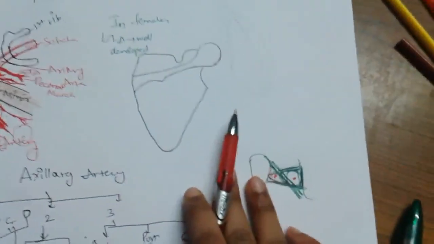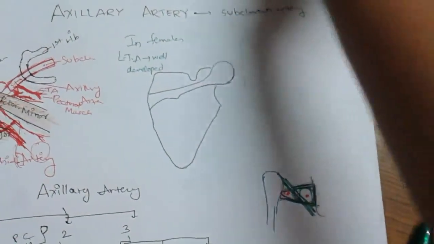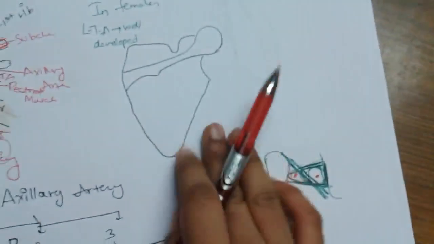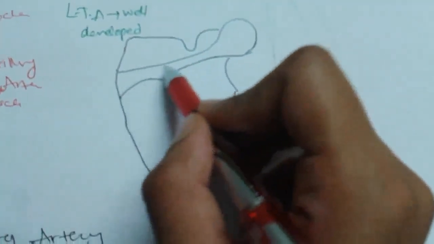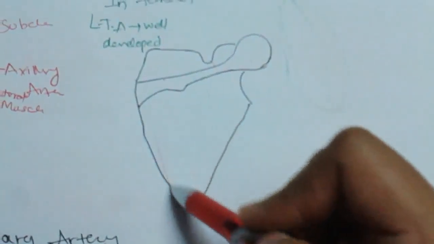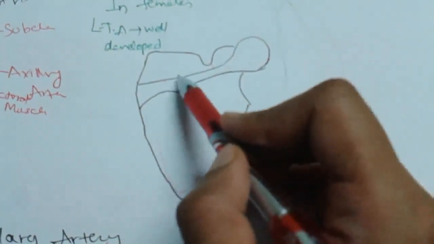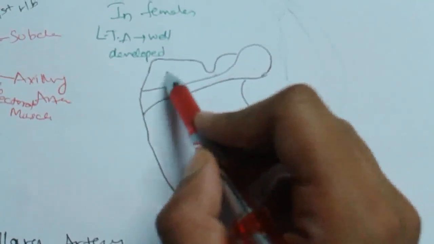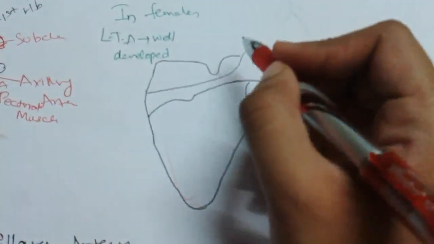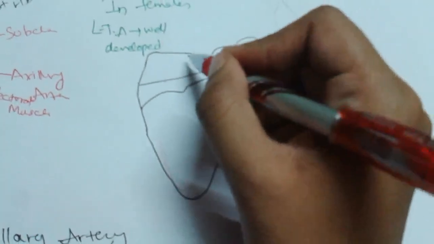And then what are the anastomoses around the scapula? So now what you have to see is the anastomosis around the scapula. So let me draw. This is the scapula. This is the acromion process. This is the supraspinous fossa. This is the infraspinous fossa. This is the spine. Above the spine, supraspinous fossa. Below the spine, there will be infraspinous fossa. Okay.